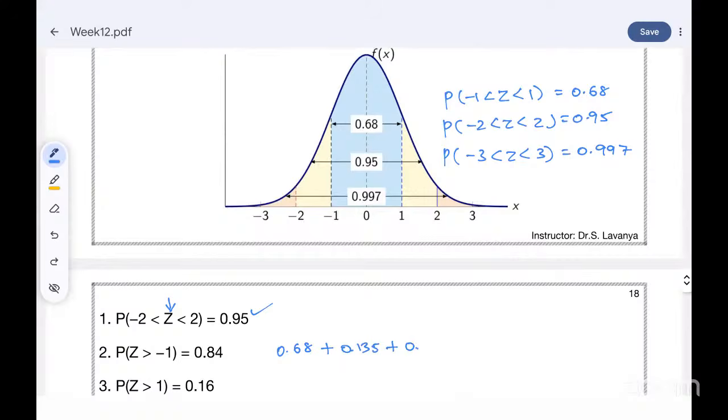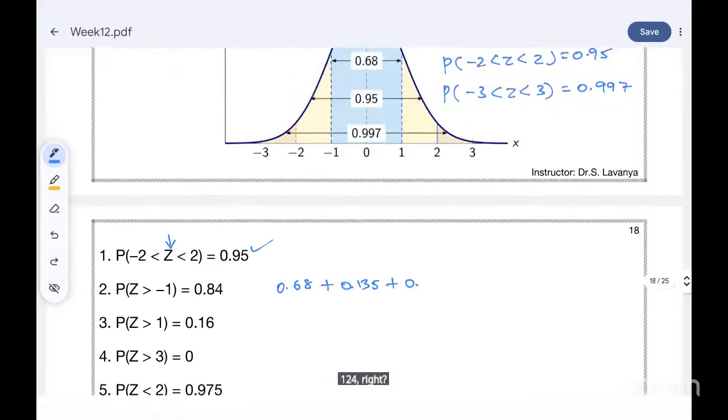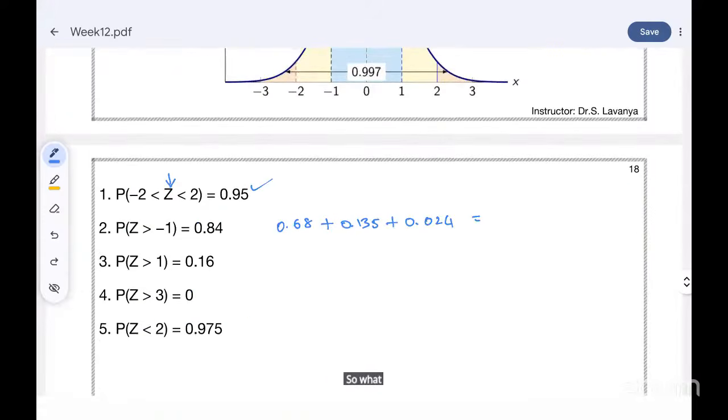Then 0.024, right? So what is the sum of all these values? Can you calculate and quickly check? 0.839. Right? Okay. So this is approximately 0.839, approximated to 0.84. All right. What about the next one? Probability of z greater than 1.